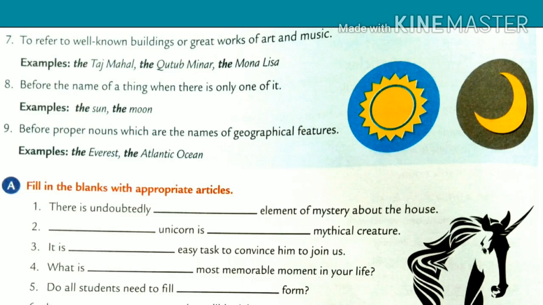Third sentence: it is dash easy task to convince him to join us. It is an easy task to convince him to join us, because the word easy begins with a vowel sound. So we have to use the article an. It is an easy task to convince him to join us. Do the remaining sentences on your own.